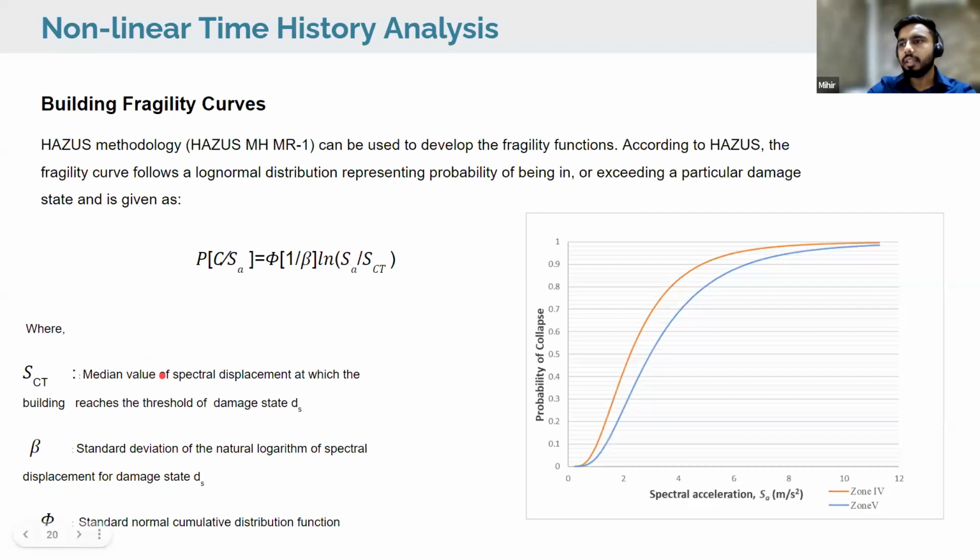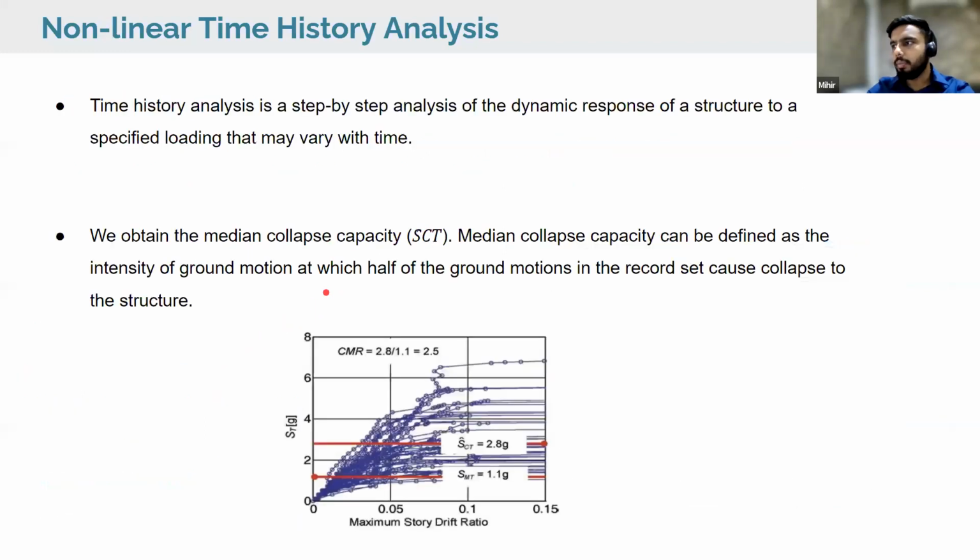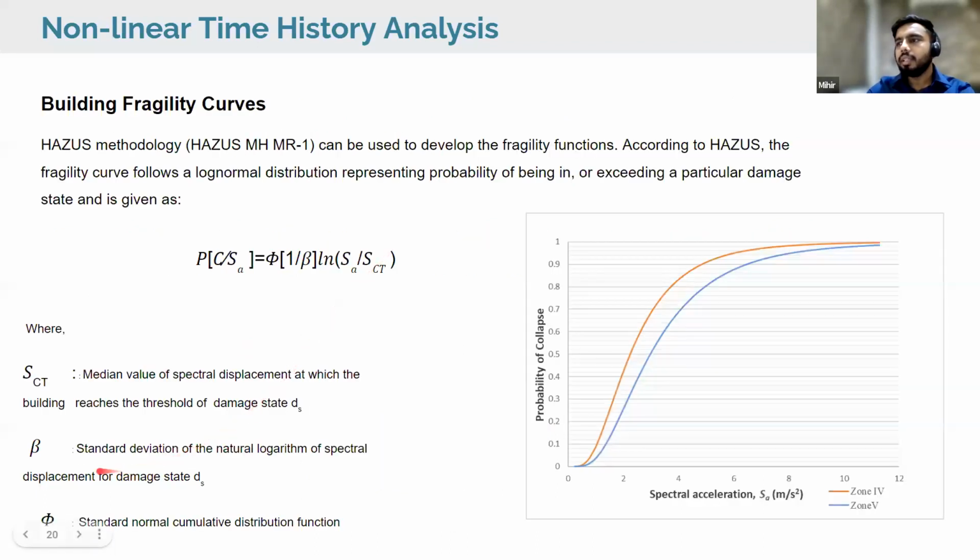So SCT is the median value of spectral displacement at which the building reaches the threshold at damage state ds. Or we can also convert it into spectral acceleration. So this will be the median value of spectral acceleration where it reaches the threshold value, which is nothing but this median collapse capacity that we are talking about. Then we have beta, that is the standard deviation, and it considers two types of deviation. One is the modeling part and the other is the record to record variability that is coming in your structure. So based upon the ground motion, you will have the record to record variability, and another is the modeling deviation that can be considered here. And phi is the standard normal cumulative distribution function.